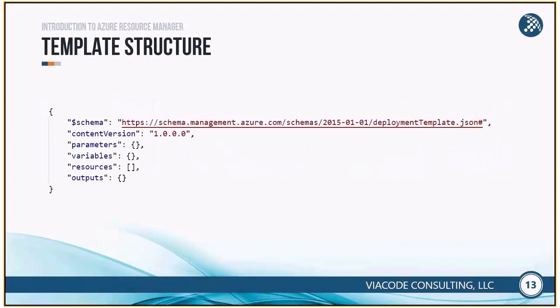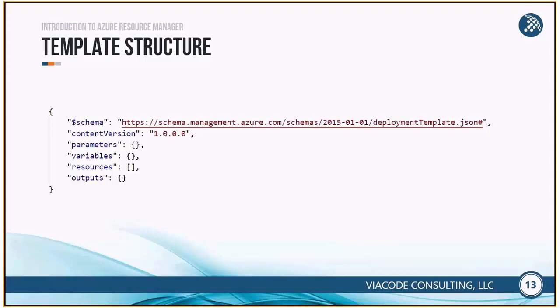Now let's review the template structure. As you can see on the slide, by the way, it is an empty template. In this particular example, there are 6 blocks inside the curly braces. Schema defines the template language file URL. It is a mandatory element. Content version is just a version of the template itself. It is a mandatory element, but incrementing the version value is not required.